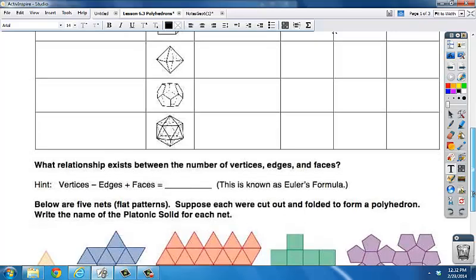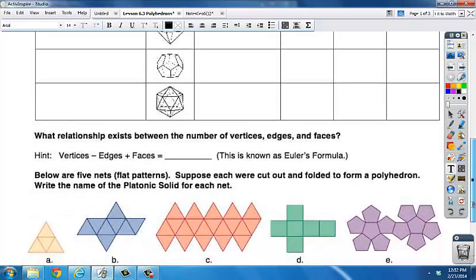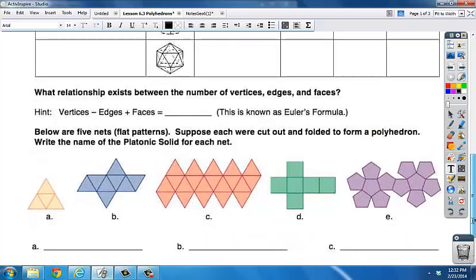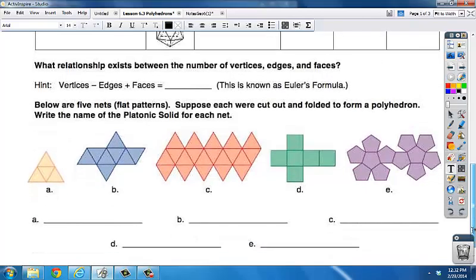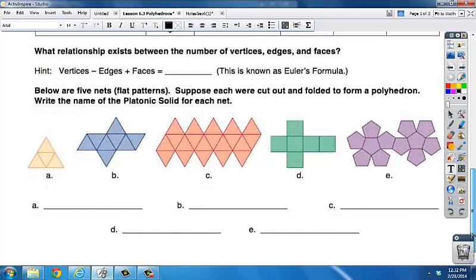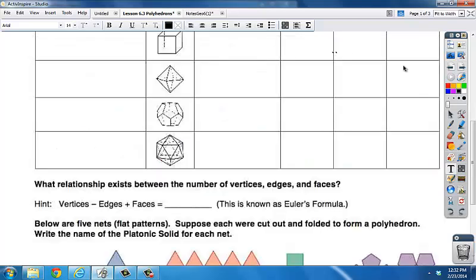This is known as Euler's formula. Do you remember Euler's diagram? That's a Venn diagram. That's also Euler's diagram. Euler is also known for discovering some things about polyhedron. And then below there are 5 nets, and you are to write the name of the platonic solid for each net. And then there's a fun activity on the back that computers.